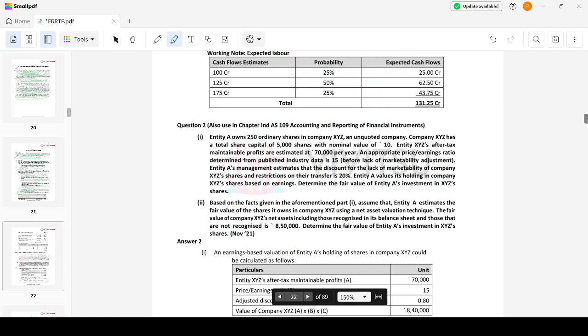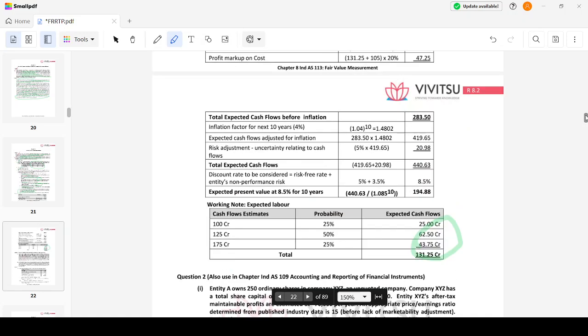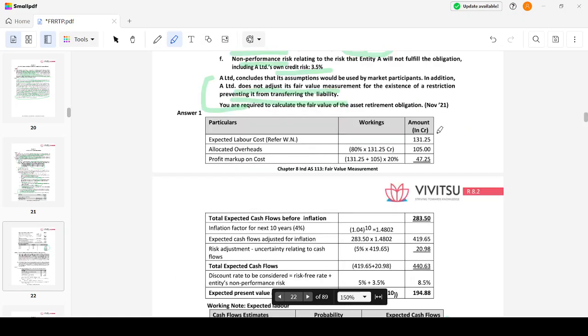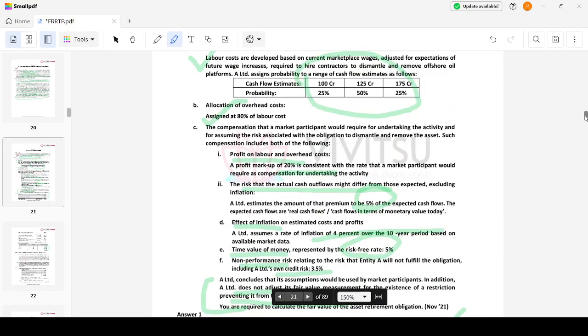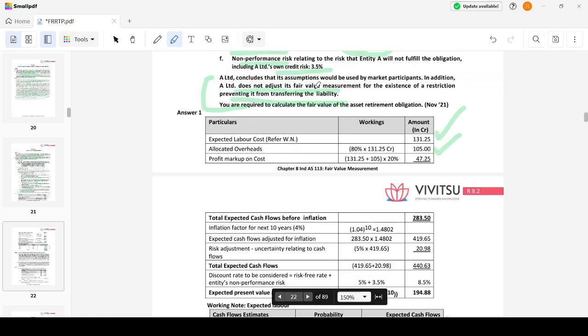First, the expected labor cost. We have to apply the probability and get the expected cash flow. That will be the first expected labor cost. Then the allocated overhead is 80%, so I'm going to put 80% on this amount. Profit: how much profit am I going to earn? It has been given that the profit is a 20% markup. So what are my costs? These are my costs, so I'm going to put 20% on this. Then this will be my expected cash flows.